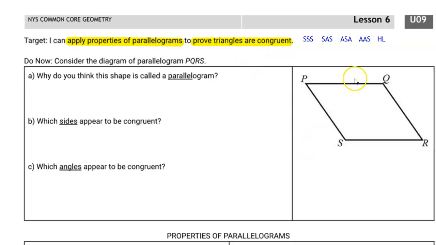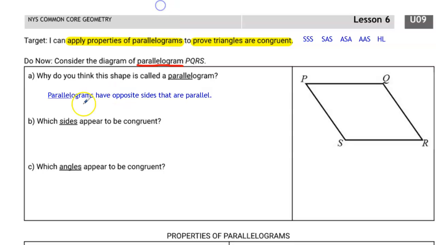What we're going to be doing is saying, well, if you know it's a parallelogram, that's some extra info for you at the beginning of the problem. Let's take a look at the do now. It says the diagram of parallelogram PQRS, and listen to me. As soon as a problem tells you that the shape is a parallelogram, that's a huge boost. As soon as it tells you that it's a parallelogram, that instantly tells you a lot about the shape. Let's try to answer these 3 questions, A, B, and C. Pause the video, try this out, and then come back to see if you got it right.